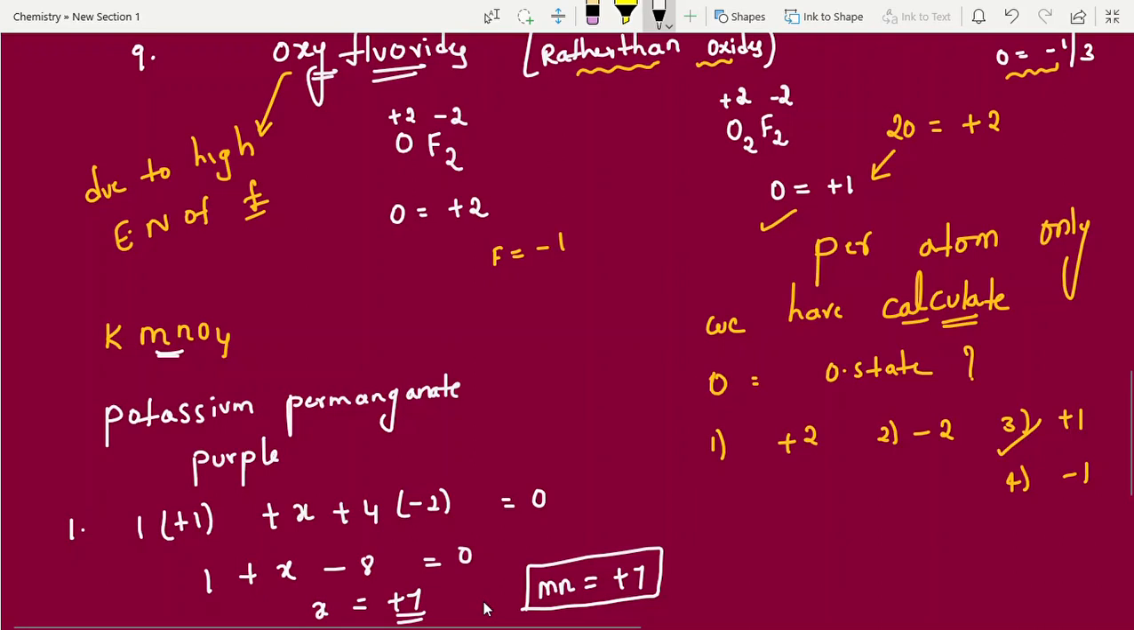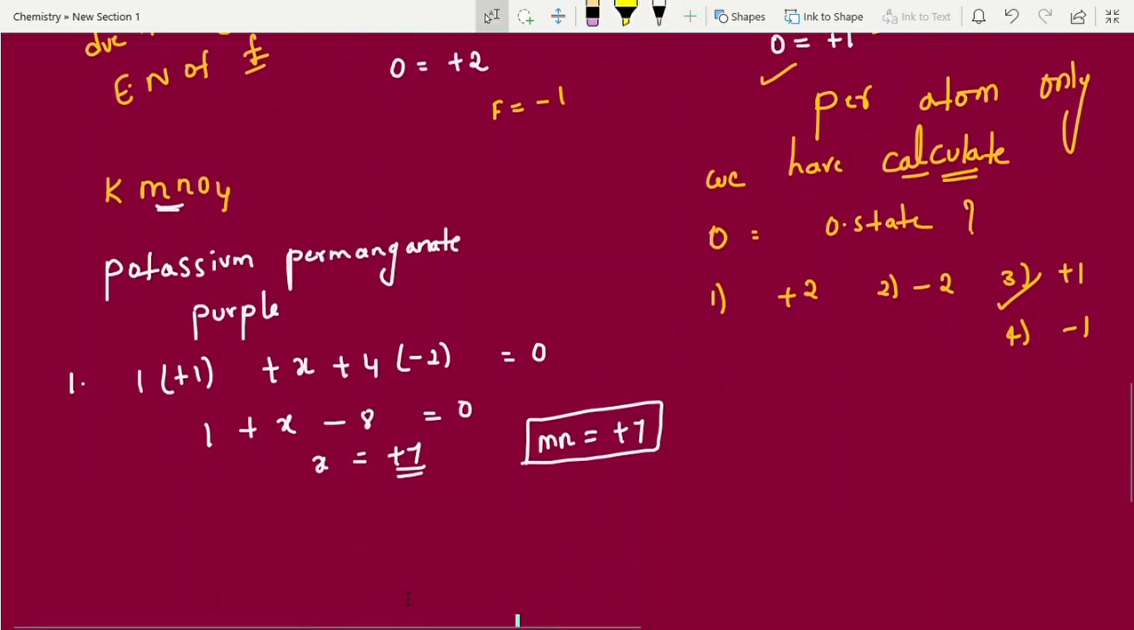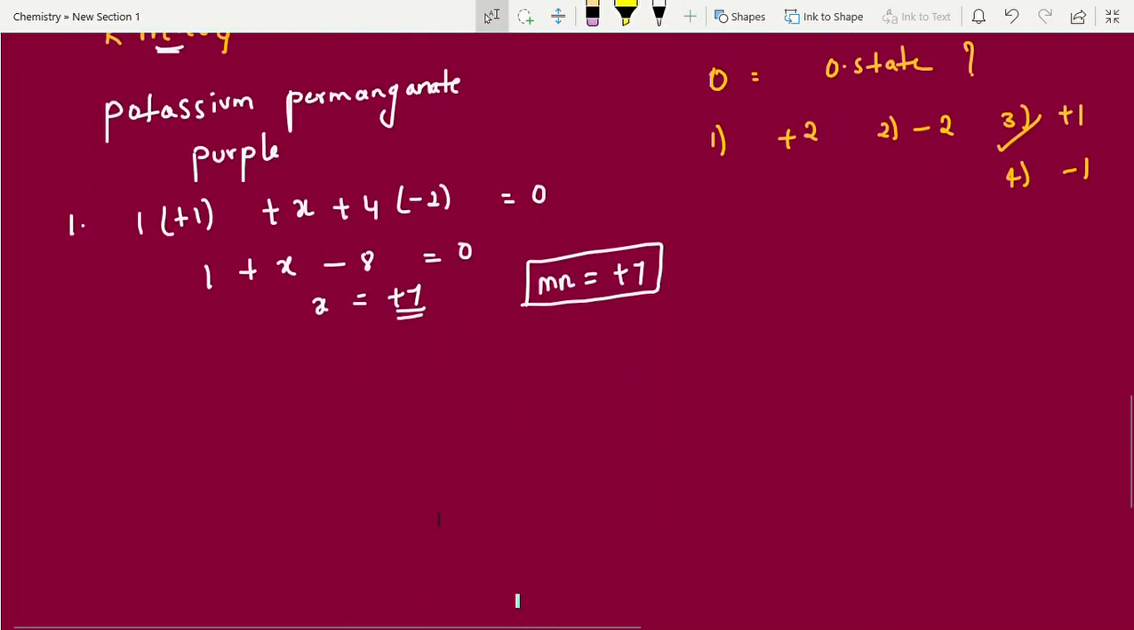Now, +7. We have to mention the apparent charge, otherwise it is not correct. Valency is nothing but 7. But oxidation state is nothing but the apparent charge we have to give. Whether it loses electrons or gains electrons, based on that only we will come to know. Okay, now come back to the next one.